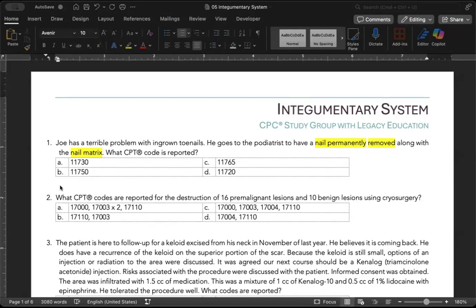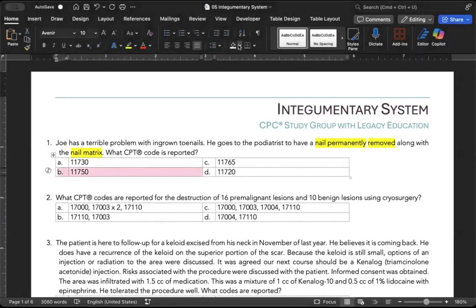Okay. So there's another question. Definition of the avulsion. So an avulsion is just going to be where we are removing some or all of the nail plate, but we're not taking the matrix out. So yeah, our answer is going to be B for the 11750. Okay. Any questions on that one? That one's pretty straightforward, just as long as we know the definition of removal versus avulsion. Yep. Okay.